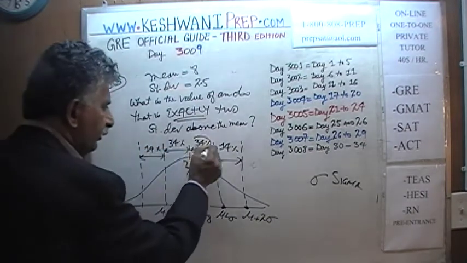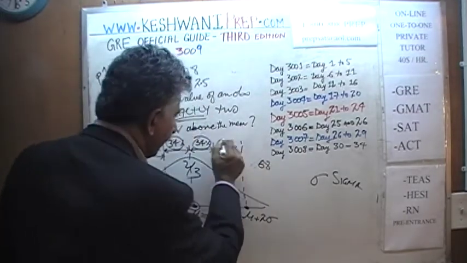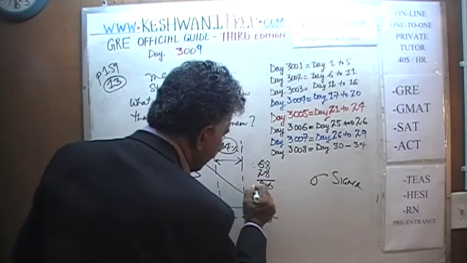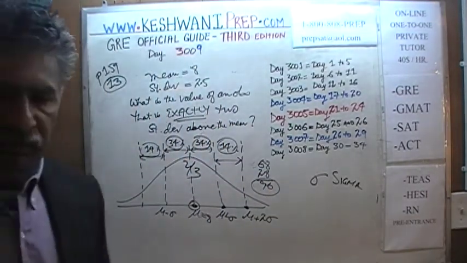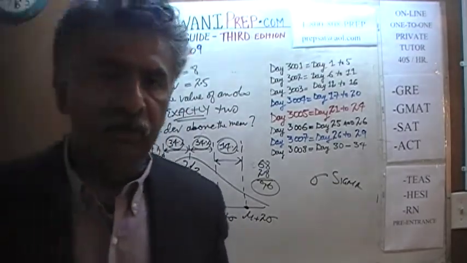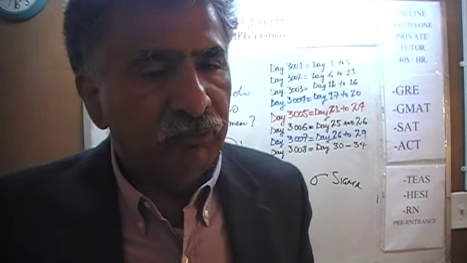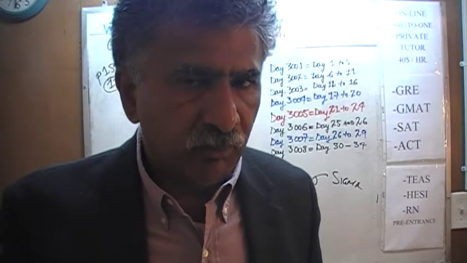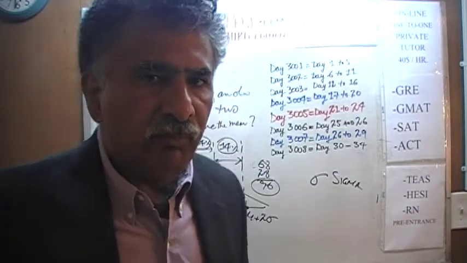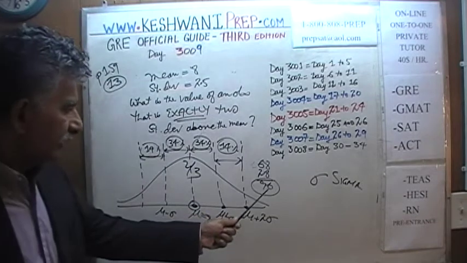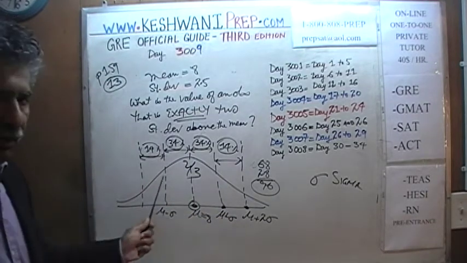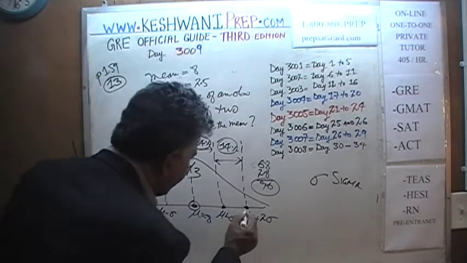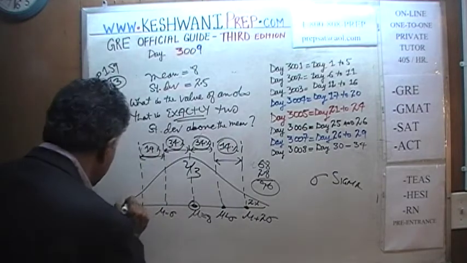So we have 34% and 34%, that's 68%, and another 14 and 14, we have 28%, so 96%. What we find is that 96% of all the observations, provided that it is normally distributed, if you're told that the variable in question has a normal distribution, are going to fall within two standard deviations. 96%, which means we are left with 4%, 2% in this tail, and 2% in this tail right here.